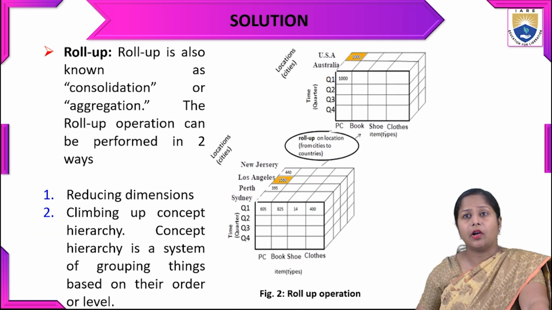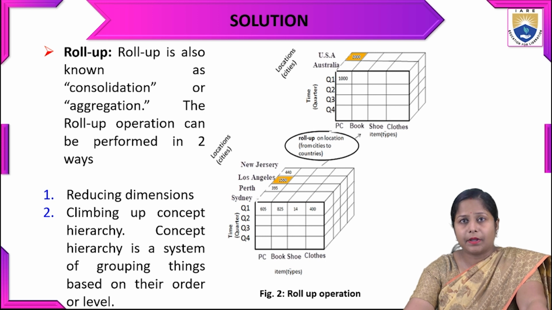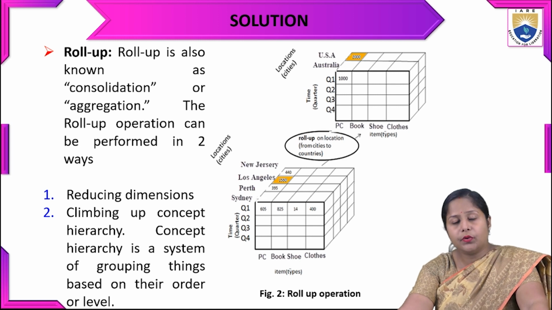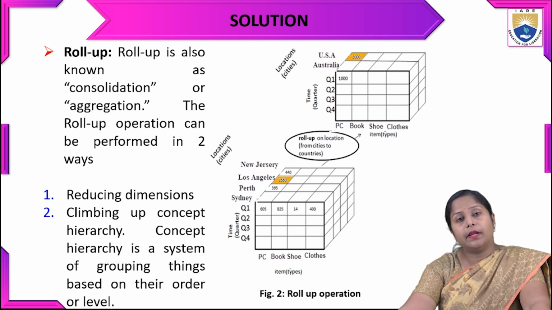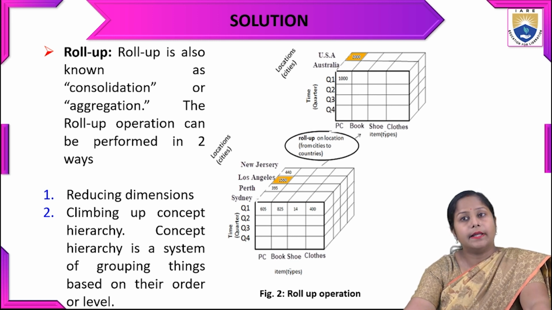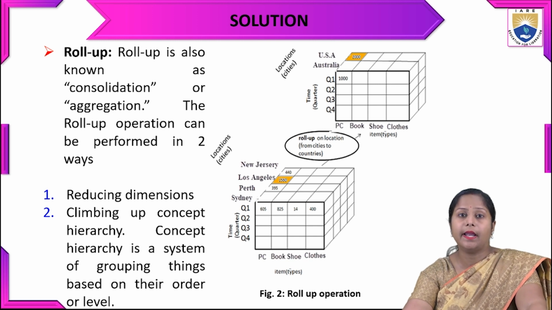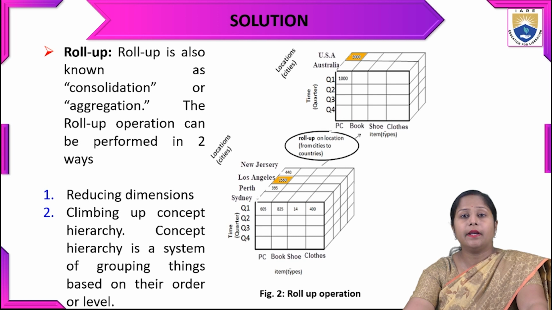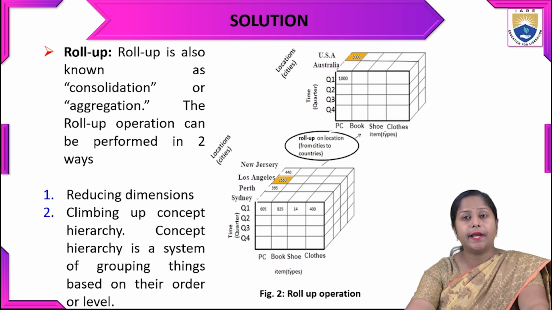Now first we will take the roll-up. Roll-up can also be called aggregation or consolidation. The roll-up operation can be performed in two ways. So how does the roll-up work? It reduces the dimensions. For data with many dimensions, we can have the view in the form of fewer dimensions, by climbing up the concept hierarchy.